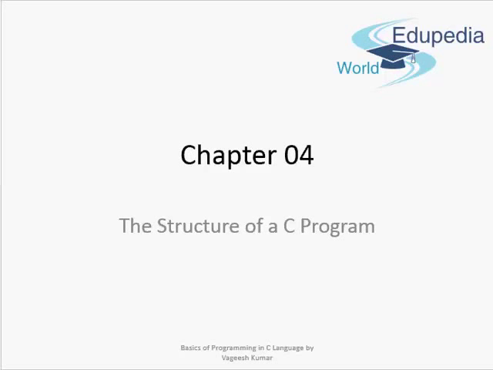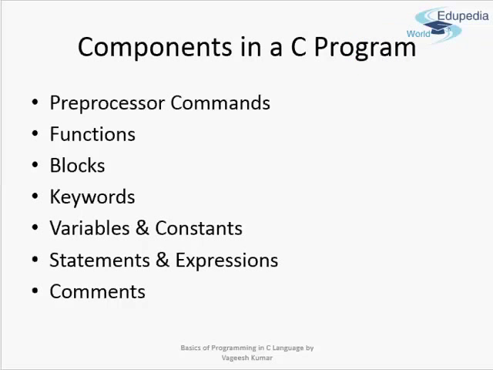This is chapter 4 of the course Basics of Programming in C Language. This chapter discusses the topic, the structure of a C program. Now, what are the components in a C program? So these are the preprocessor commands, functions, blocks, keywords, variables and constants, statements and expressions, and comments.